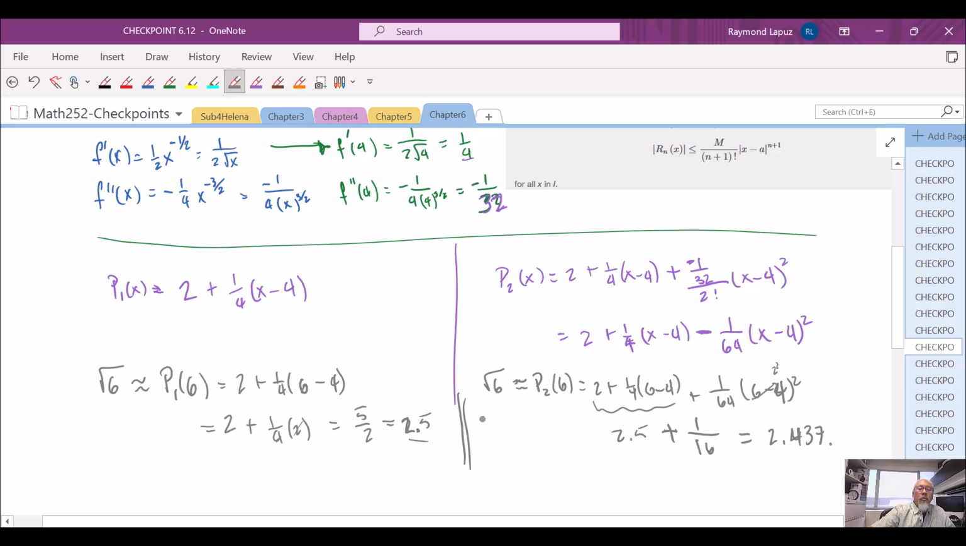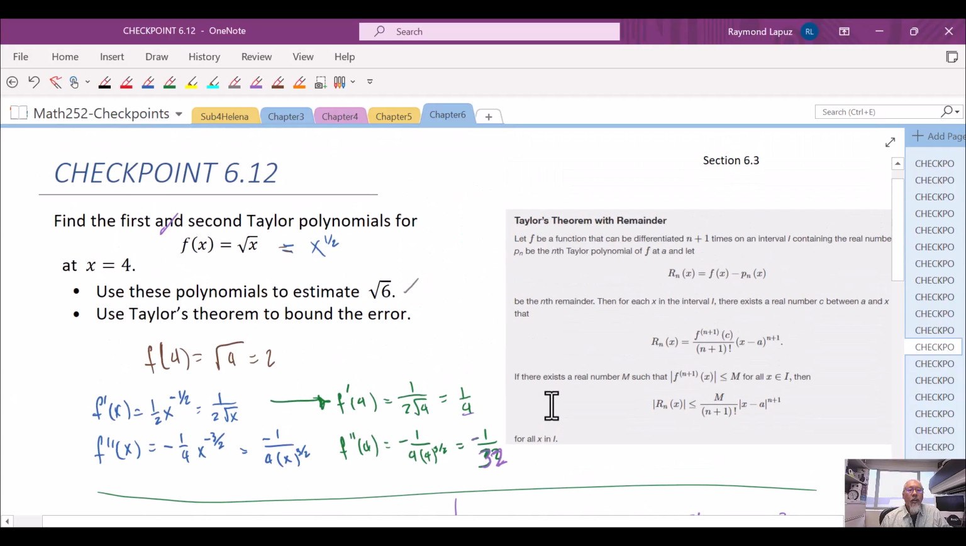Alright, so we got 2.5 for the first estimate, 2.437 for the second estimate. We do have calculators to figure out what the square root of 6 is, but let's keep going with this idea of looking for the boundary. So let's imagine that we're going way back before we had calculators, and we were trying to figure out how much of an error we are getting here.